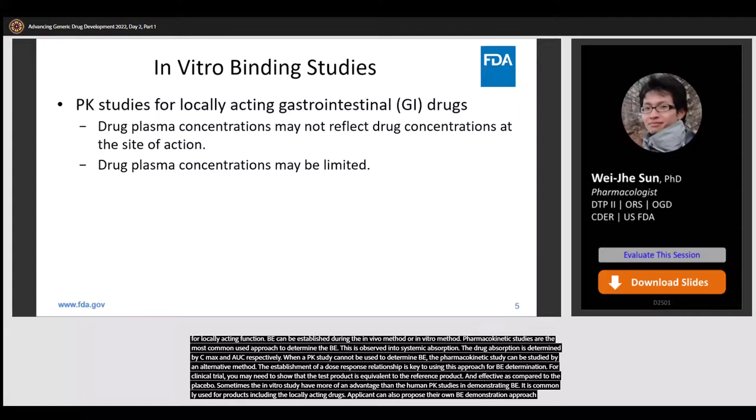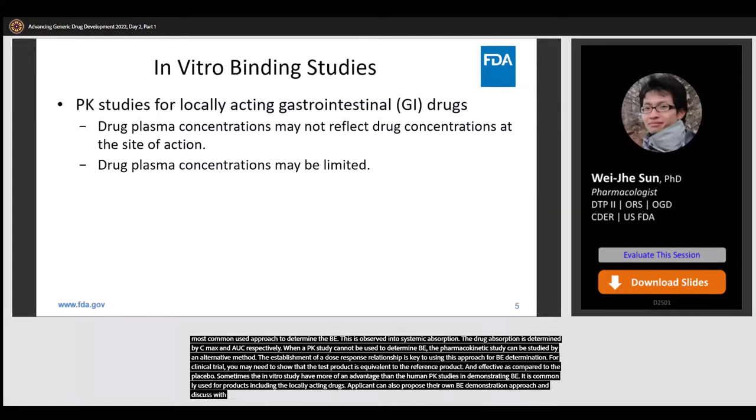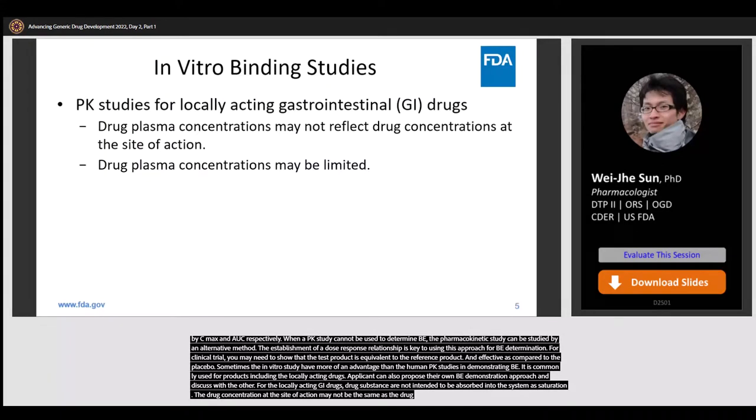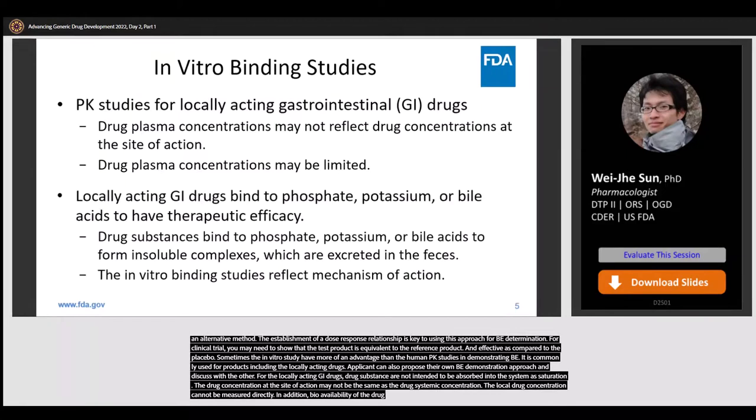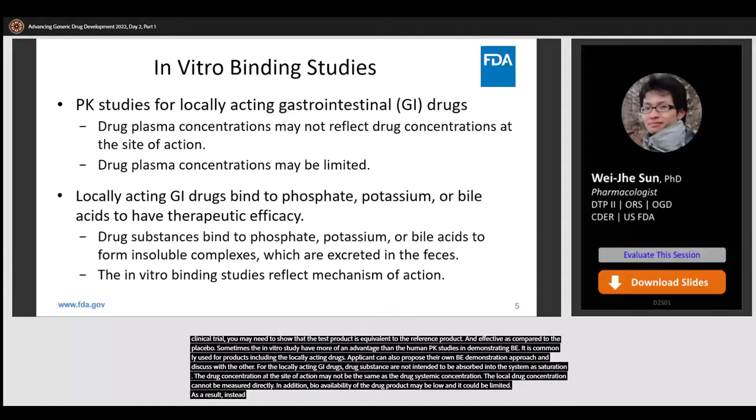For the locally acting GI drugs, drug substances are not intended to be absorbed into the systemic circulation. The drug concentration at the site of action may not be the same as the drug systemic plasma concentration. The local drug concentrations cannot be measured directly. In addition, bioavailability of the drug product may be low, and the drug plasma concentration could be limited. As a result, instead of the PK study, in vitro studies can be used for BE demonstration.